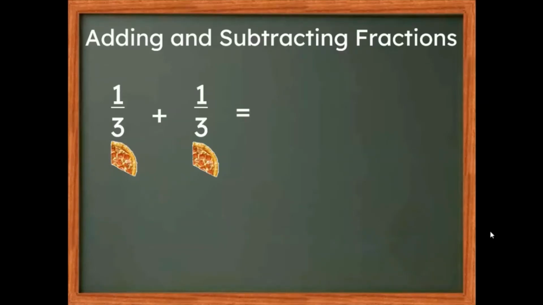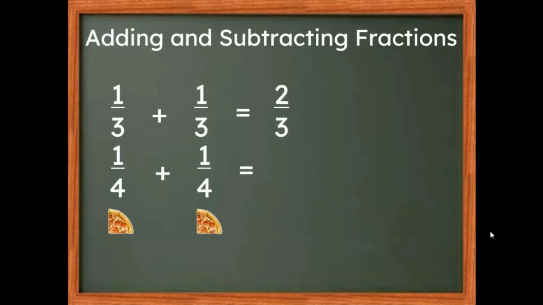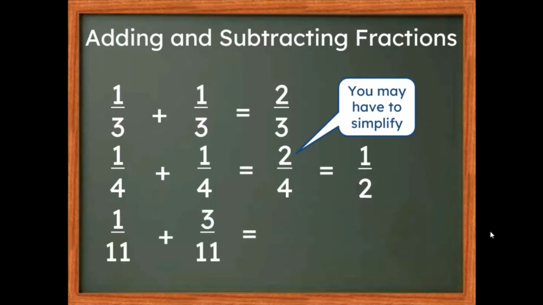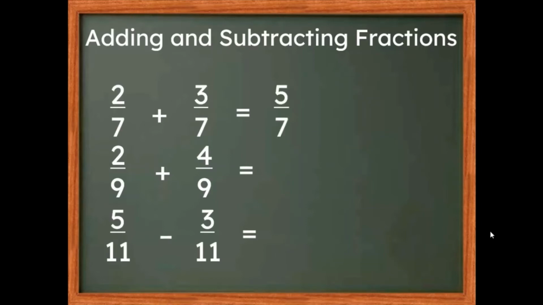Adding and subtracting fractions. 1/3 plus 1/3 is, not surprisingly, 2/3. 1/4 plus 1/4 is 2/4. But you may have to simplify. 2/4 is the same as 1/2. Very important fractions. 1/11 plus 3/11 is 4/11. 2/7 plus 3/7 is 5/7. 2/9 and 4/9, 6/9. 5/11 minus 3/11, it's just 5 minus 3 over 11, 2/11.